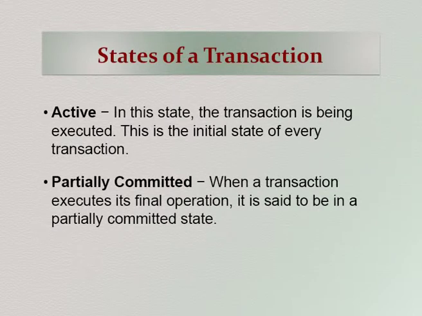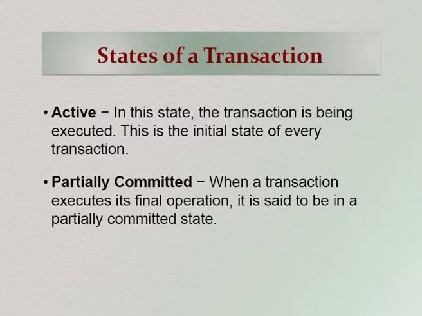Let us see the states of a transaction. Whenever we take the instance of a transaction, it may be active, partially committed, committed, aborted or exit. Each and every state of a transaction means something about the operation of the transaction. Suppose we start with active. In this state the transaction is being executed, and this state is called the initial state.